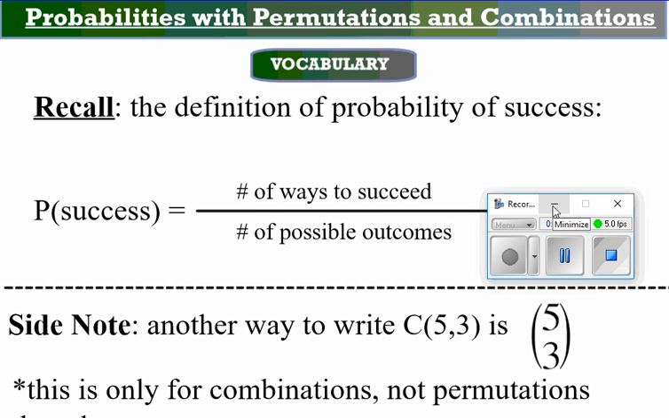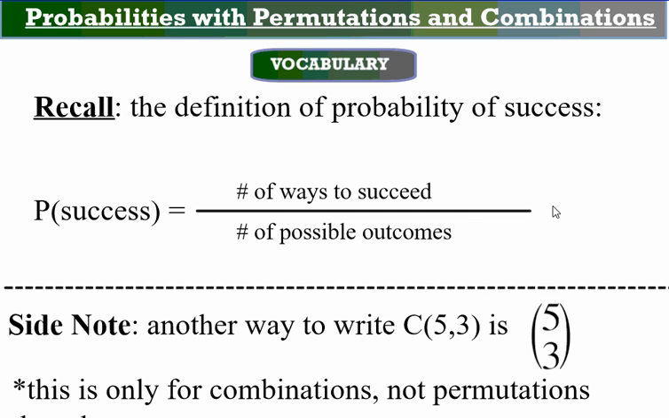Hello. In this section, we look at using permutations and combinations, mostly a focus on combinations, but you could see how it easily could be extended to permutations, in order to count probabilities, calculate probabilities. So in order to understand really what we are going to be doing, you have to just go back to the definition of a probability of success.